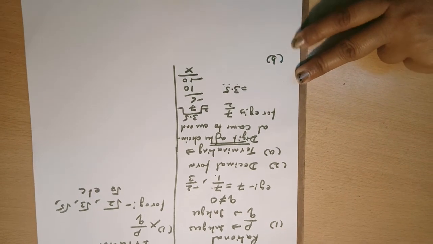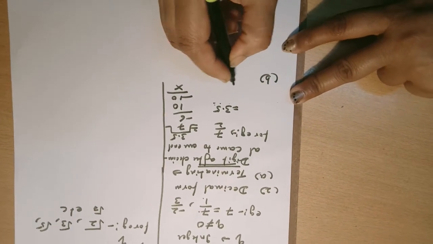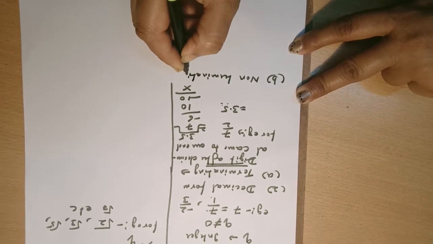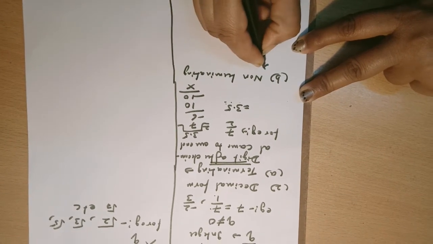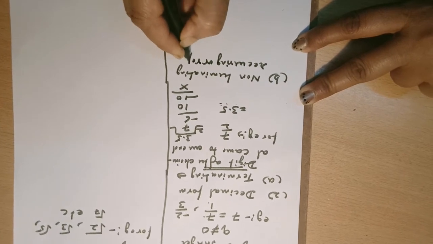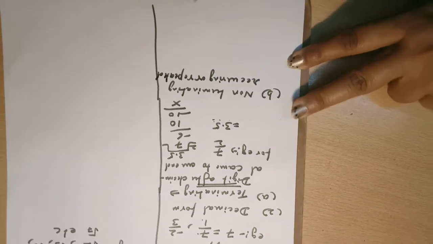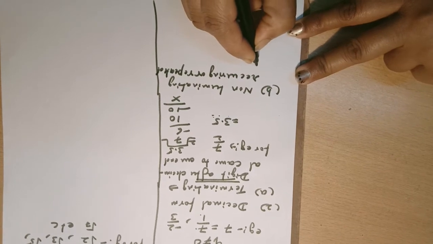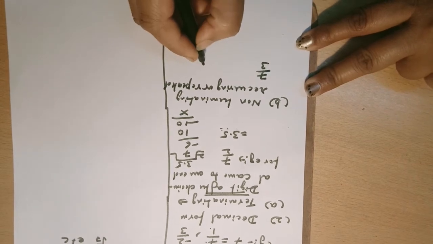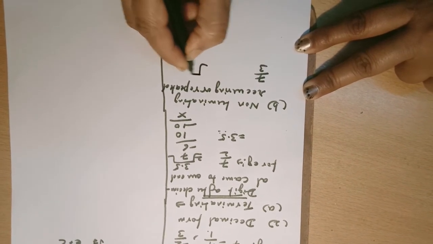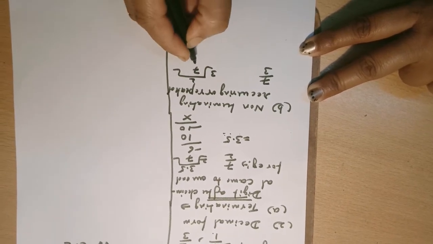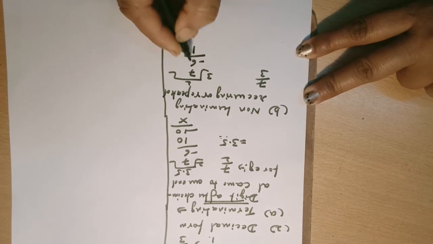The second type of decimal form for a rational number is non-terminating recurring. Recurring means repeated. Suppose we have to divide 7 by 3. Let us try it out. 2 times 3 we get 6. After subtracting, we get 1 as a remainder.